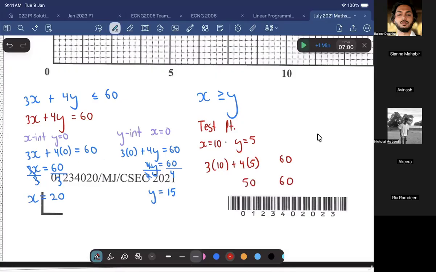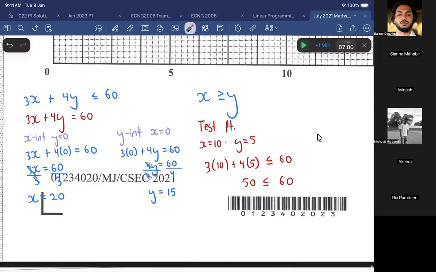All right, now we could fill in the sign. Would you say that 50 is less than 60 or 50 is more than 60? Less than. Okay, so that would be wrong. No, oh, this is correct, sorry. It's fine, that would be correct, right? Because we wanted to figure out where 3x plus 4y, which is 50, would be what? Less than or equal to 60.